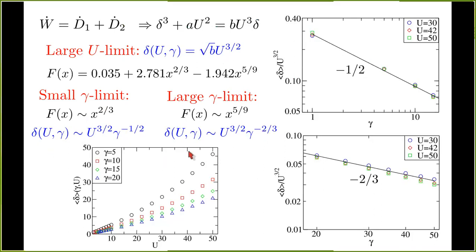Now to validate our proposed scaling theory, we perform numerical simulation, and this is the numerical data for average dilation as a function of pulling speed u for different dissipation. Now to check the validity, what we do, we normalize this data by u to the power 3/2 and plot against gamma. So when gamma is small, this quantity decays as gamma to the power minus 1/2, as proposed in our scaling theory. When gamma is large, this quantity decays as gamma to the power minus 2/3, as proposed in our scaling theory. So our proposed scaling theory is in good agreement with our numerical data.